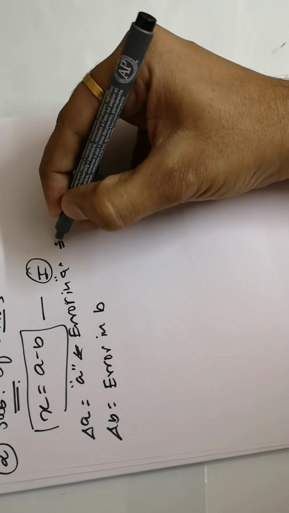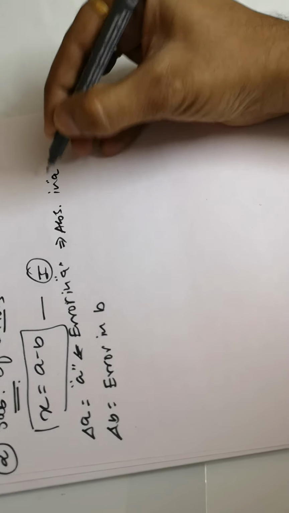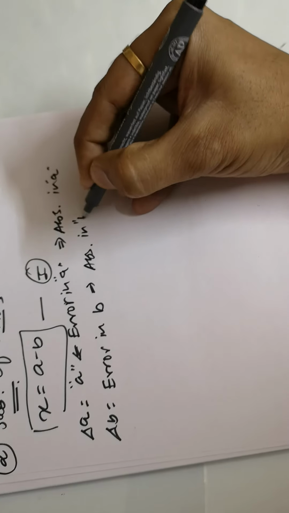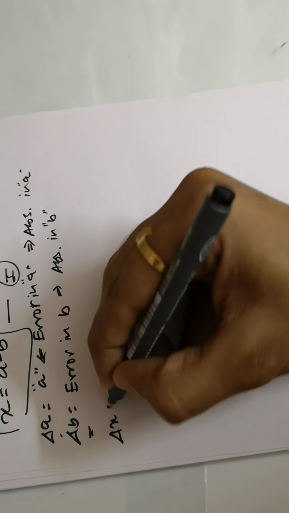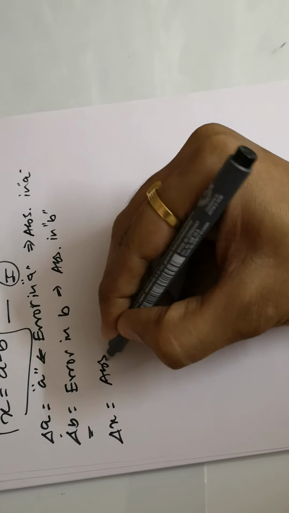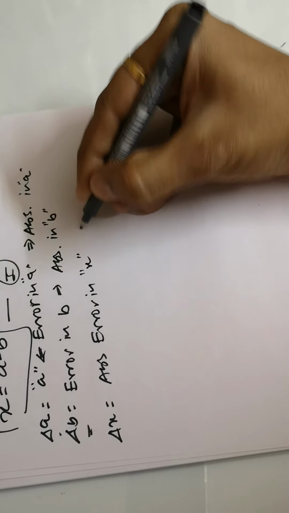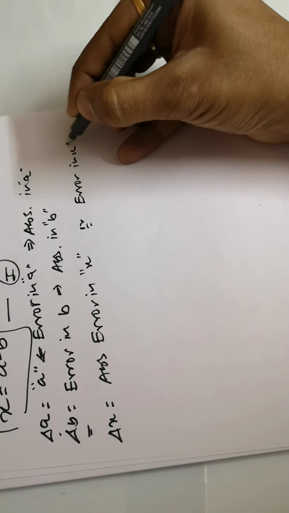You can also mention the absolute error in small a, and this one contains the absolute error in small b. So these are the delta a and delta b where you can mention your errors. You are also aware that delta x is called your absolute error in terms of x, or you can say the error in x. So this is how we are representing our errors.